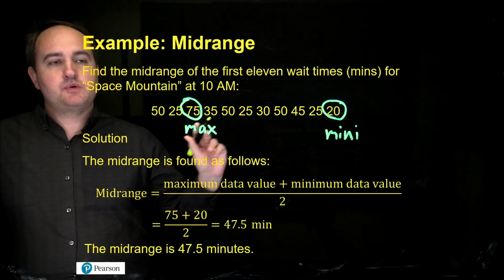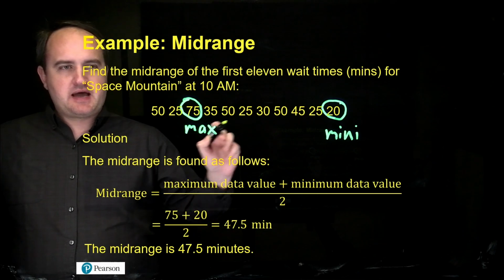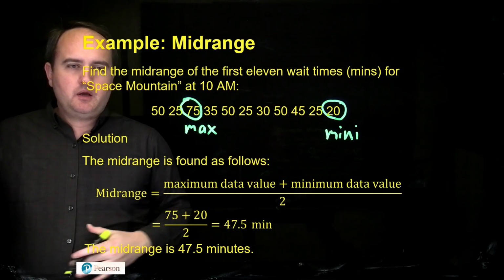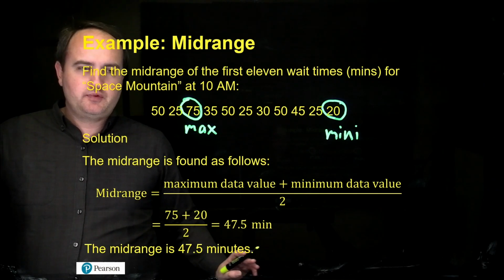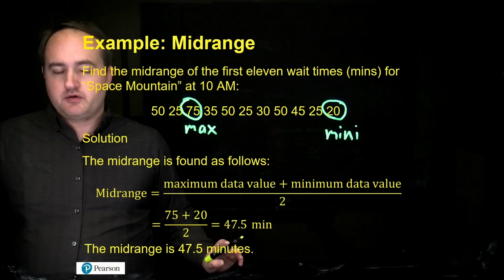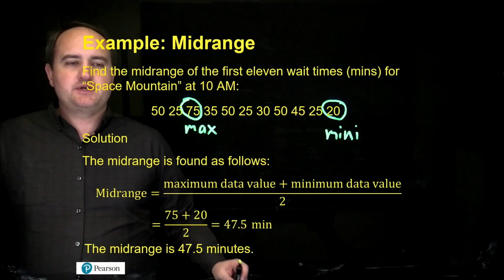Okay, so maximum plus minimum divided by 2 is going to be 75 plus 20, which is 95 divided by 2. And that gives you, on a calculator or in your head, 47.5 minutes. The mid-range is 47.5 minutes.